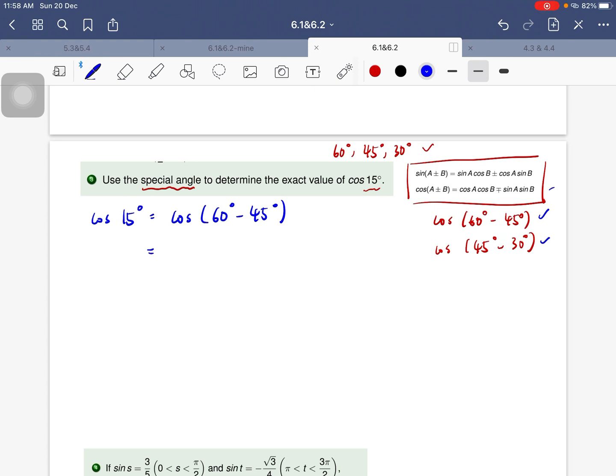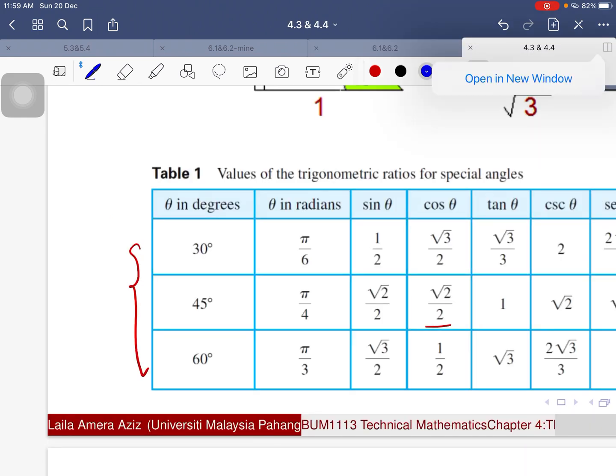According to the rule that we have over here, we have cos of A minus B. That is going to be cos of A, which is cos of 60 degrees, multiplied by cos of B, cos 45 degrees. When I have minus on this side, it is going to be a plus on the other side. So I'm going to have plus sine of 60 degrees multiplied by sine of 45 degrees.